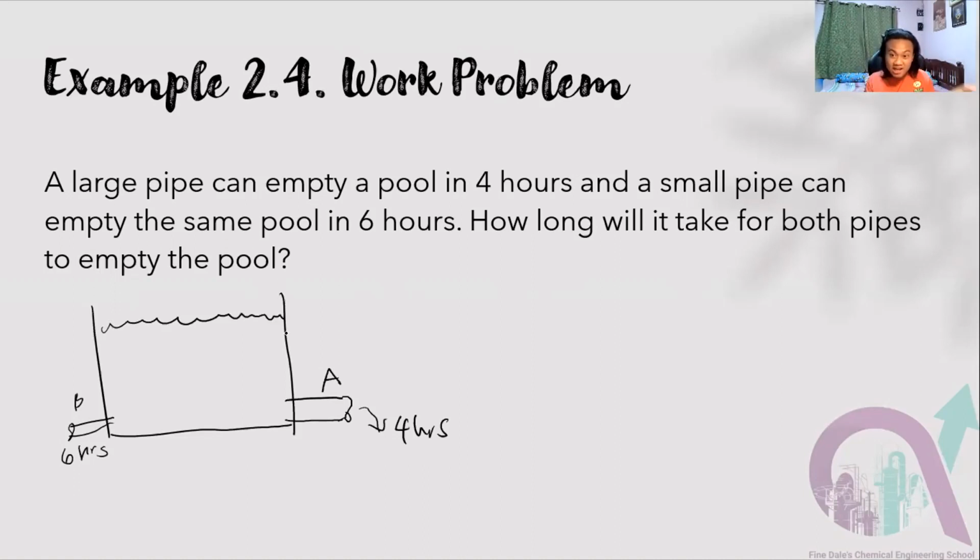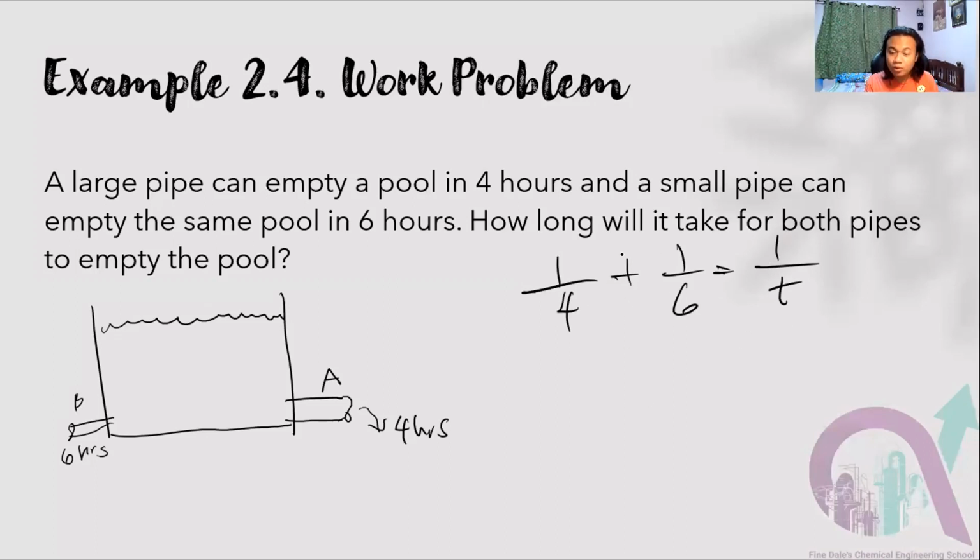If we open both at the same time, how long will it take? Of course, if you open both at the same time, the time is shortened. How can we solve that? In your module, I've written the standard way to solve these problems, but I solve them like this. Pipe A completes in 4 hours, so I put 1/4. Pipe B takes 6 hours, so I put 1/6. Their sum is 1 over t.